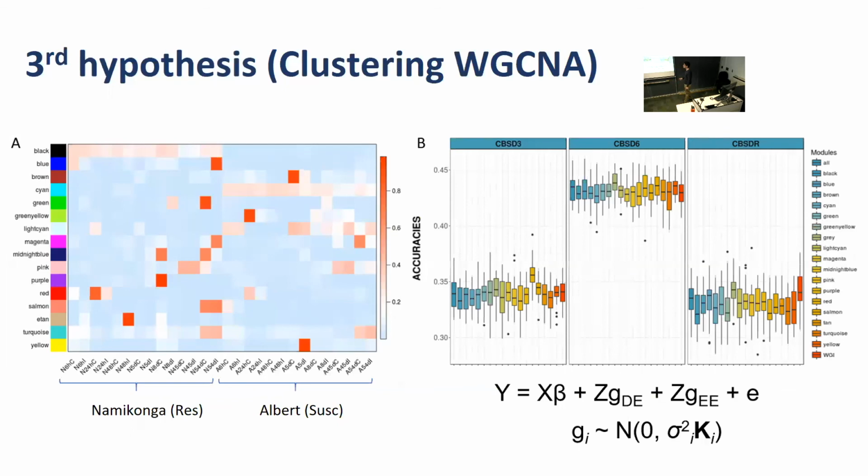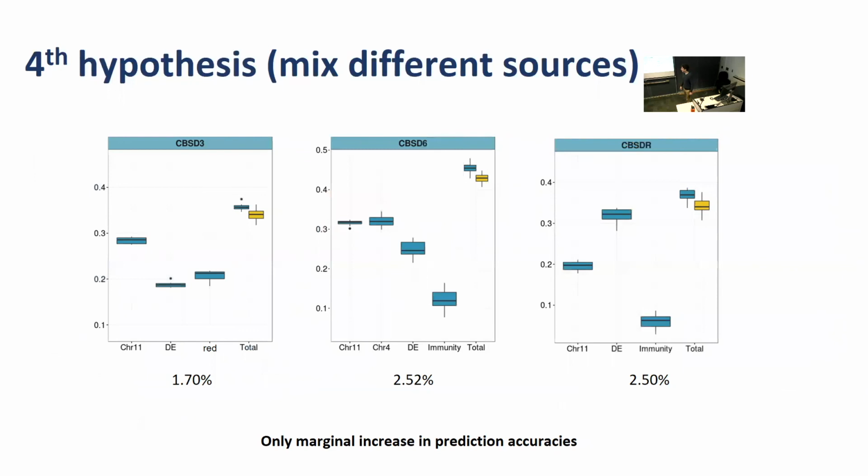So we come up with a fourth hypothesis that was basically desperation. We mix different sources of information, trying to beat the performance of whole genome imputation. And we did it, but ranging from 1.7 to 2.5% overall prediction accuracy. So it wasn't a big gain, but it was a little gain.